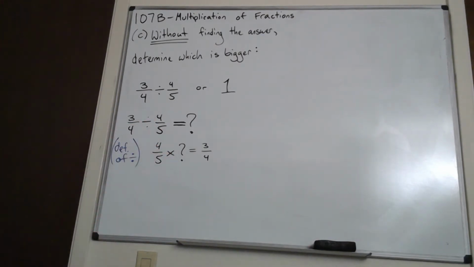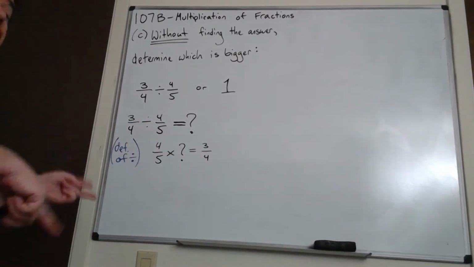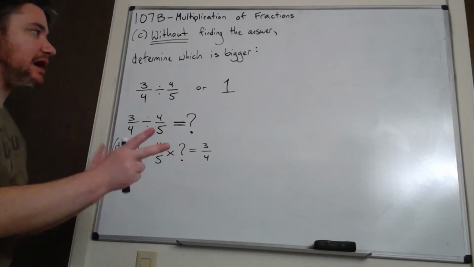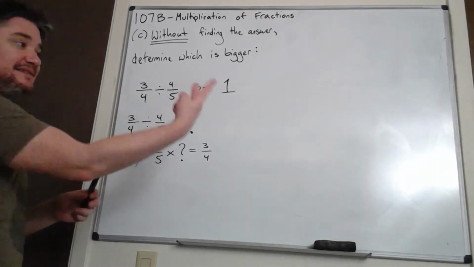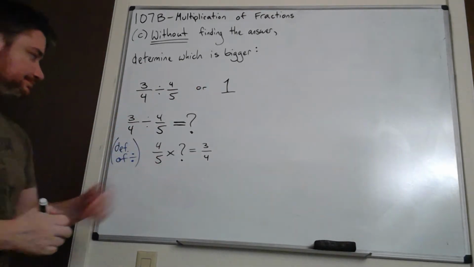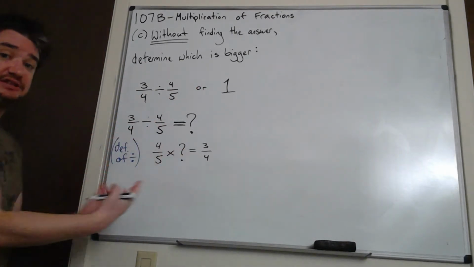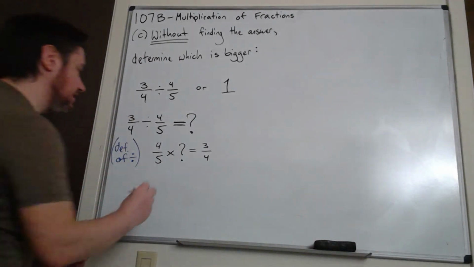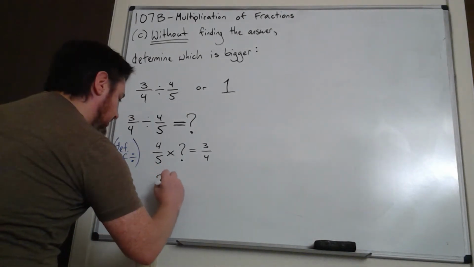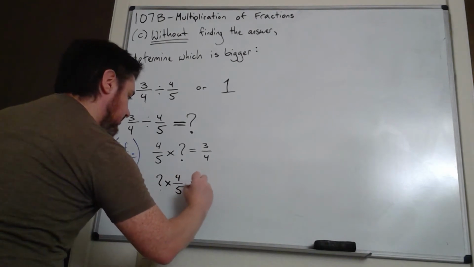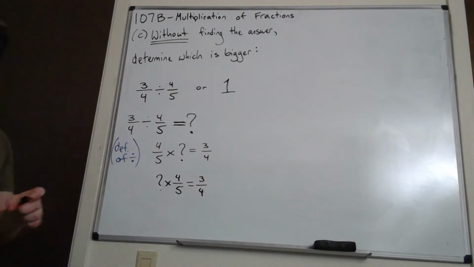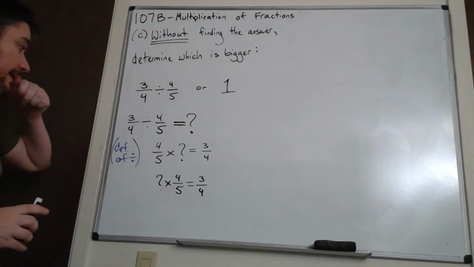Let me also take advantage of my commutative property of multiplication. The commutative property of any operation, if the operation is commutative, says that we can basically swap the positions of two numbers. Addition is commutative, multiplication is also commutative. So I can write question mark times 4/5 is equal to 3/4. And again, as long as I don't solve for the question mark, I'm respecting the problem.